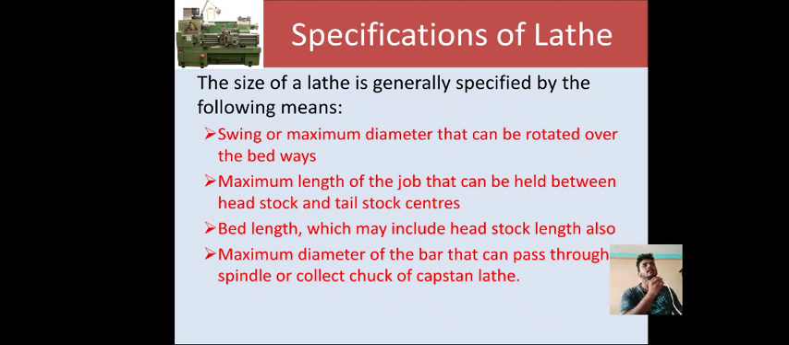Next we go to the specifications of the lathe. The size of the lathe is generally specified by the following means: swing or maximum diameter that can be rotated over the bedways, maximum length of the job that can be held between the headstock and the tailstock centers, bed length which may include headstock length also, maximum diameter of the bar that can pass through the spindle or collet, the chuck or capstan lathe.